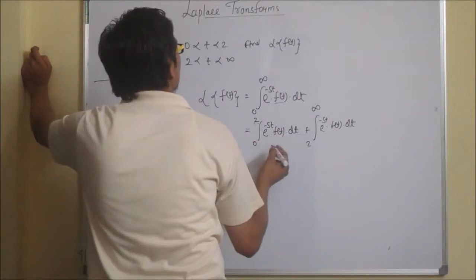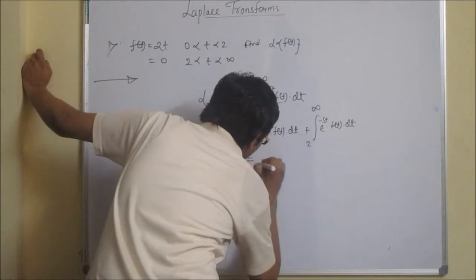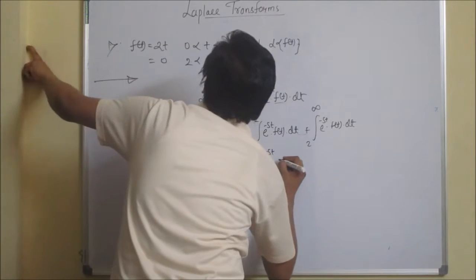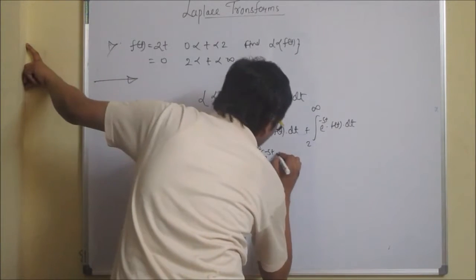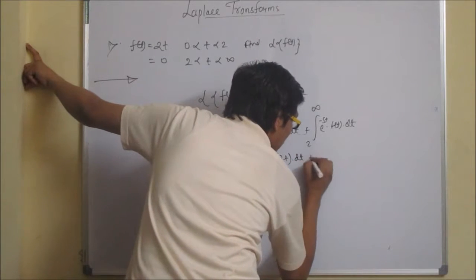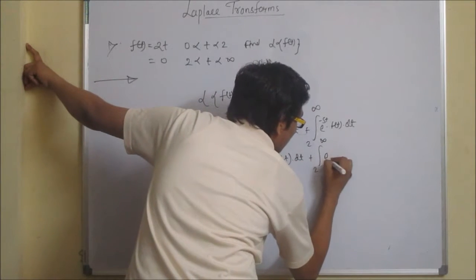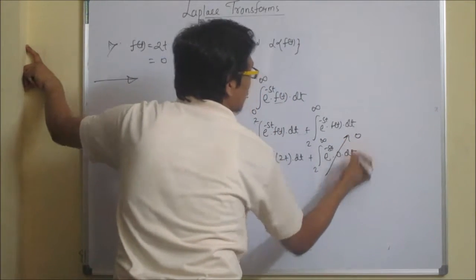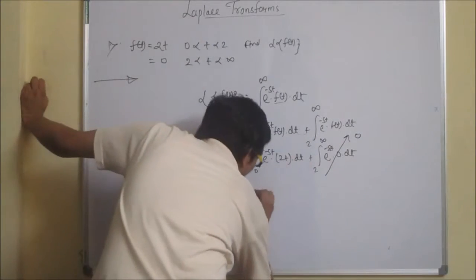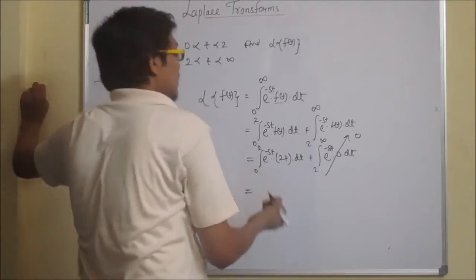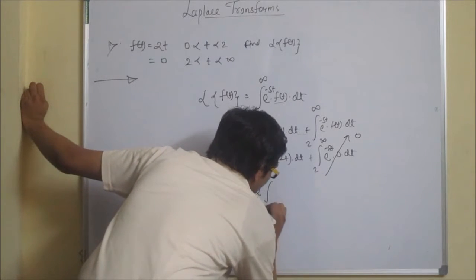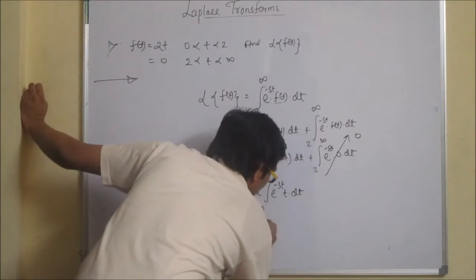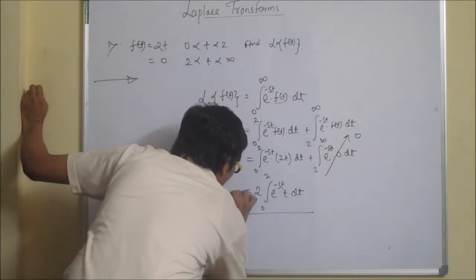After this, we will just substitute the value of f of t, that is integral from 0 to 2 of e raised to minus st times, what is that f of t? It is 2t, plus integral from 2 to infinity of e raised to minus st times 0 dt. So this term whole will cancel out to 0. So now I will just take this 2 outside: 2 times integral from 0 to 2 of e raised to minus st t dt. Now this is my L of f of t.